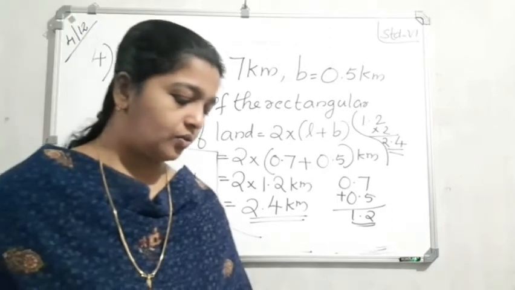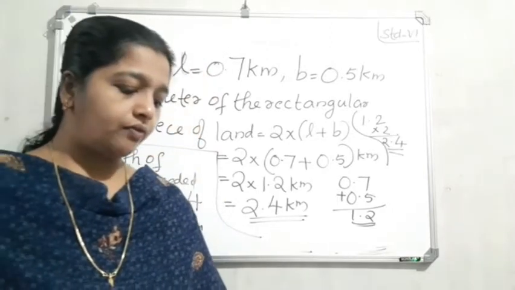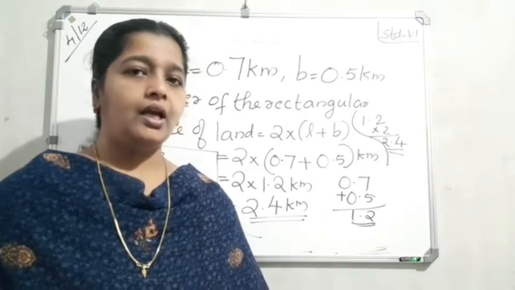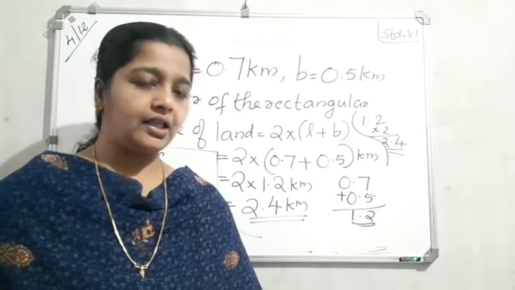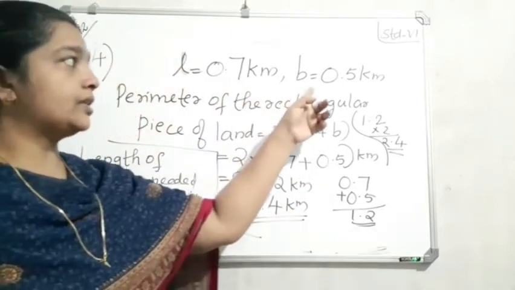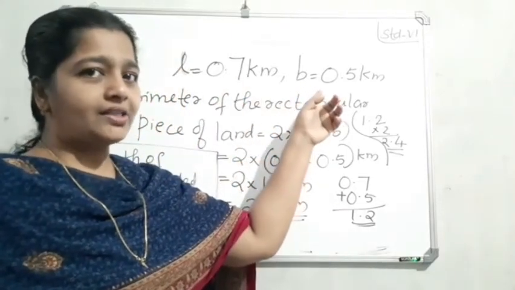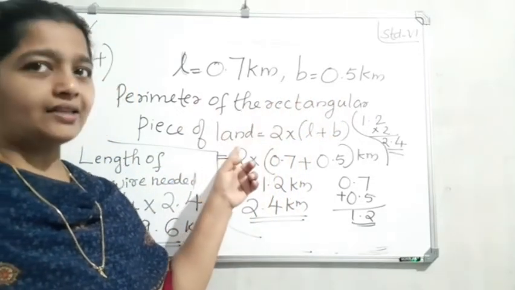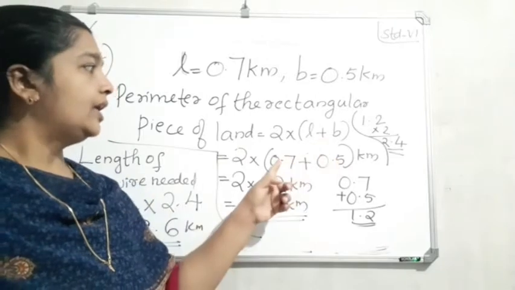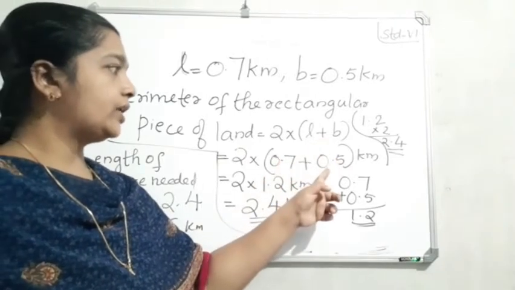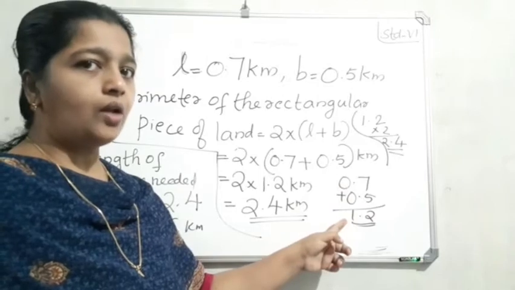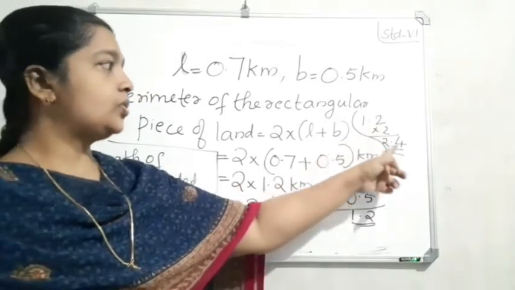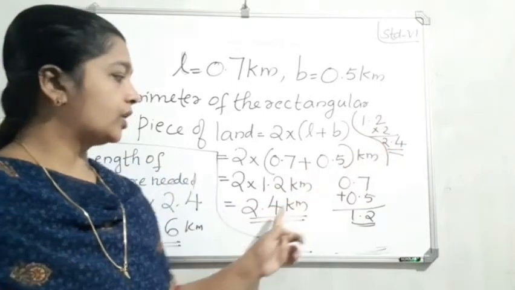Clear? Once more, a rectangular piece of land measures 0.7 kilometer by 0.5 kilometer. From that we can identify that length equal 0.7 kilometer, breadth equal 0.5 kilometer. Next, we want to find the perimeter of the rectangular land, that equal 2 into length plus breadth. Length 0.7 plus 0.5, the sum of these two numbers equal 1.2. Next, 2 into 1.2. We can multiply 2 2s are 4, 2 into 1, 2.4 kilometer.